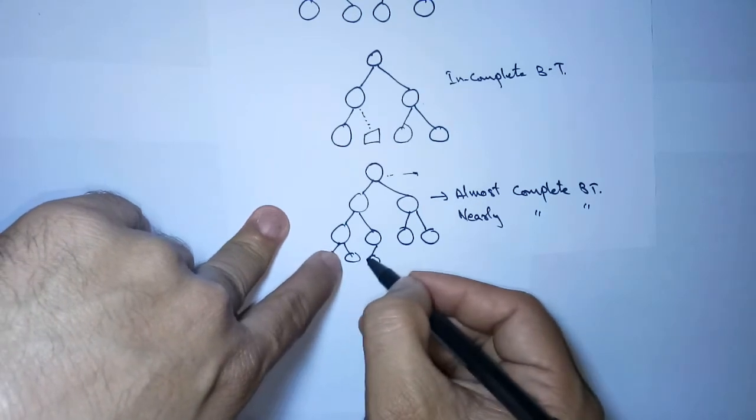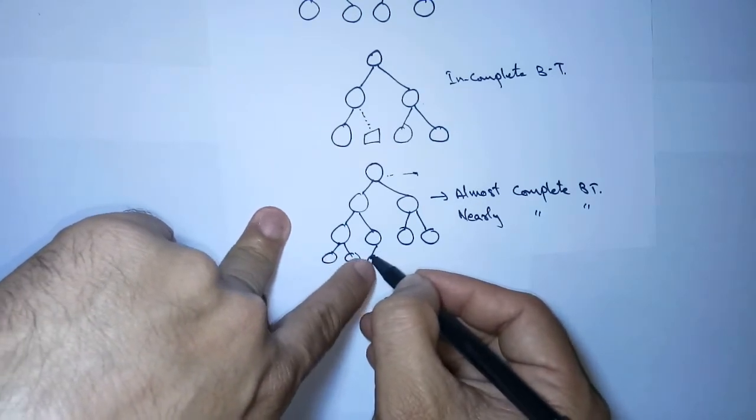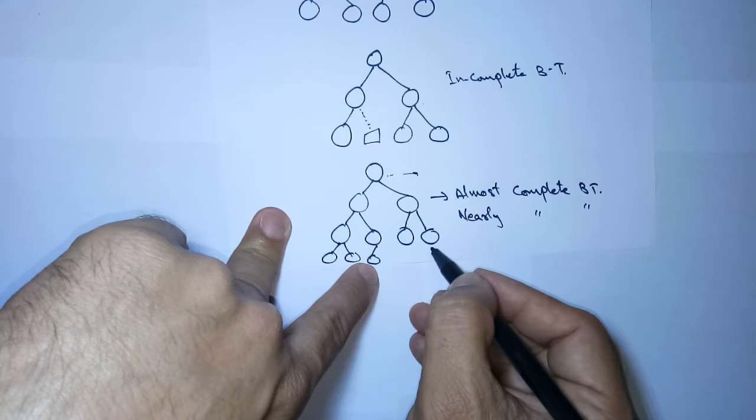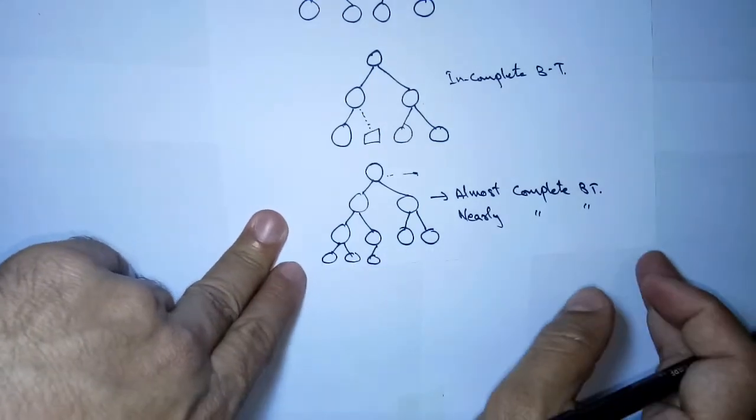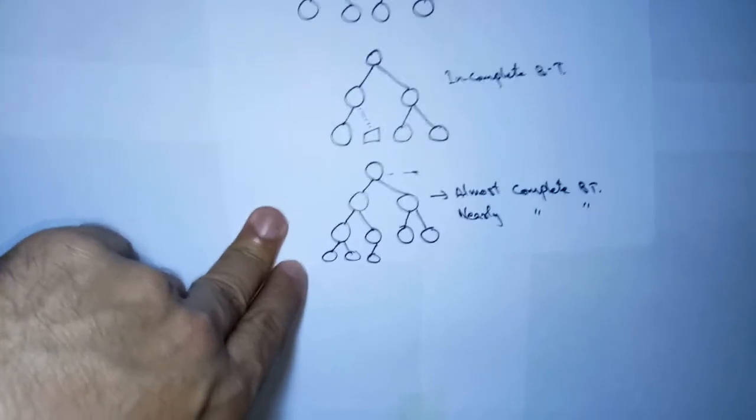But if any of the starting nodes is missing, and then we have another node at the last, meaning if we have a gap in between, that is called an incomplete binary tree. Remember? Okay.